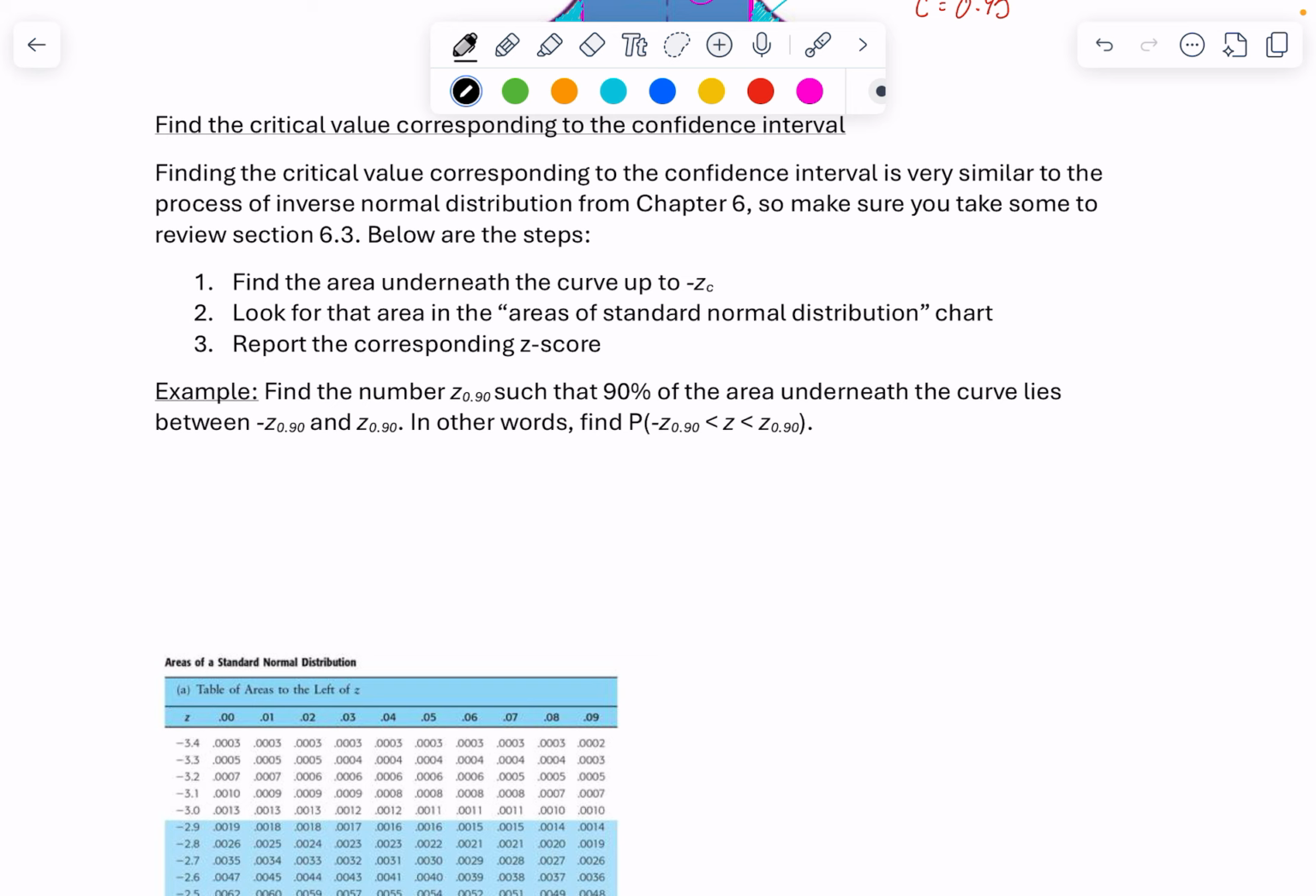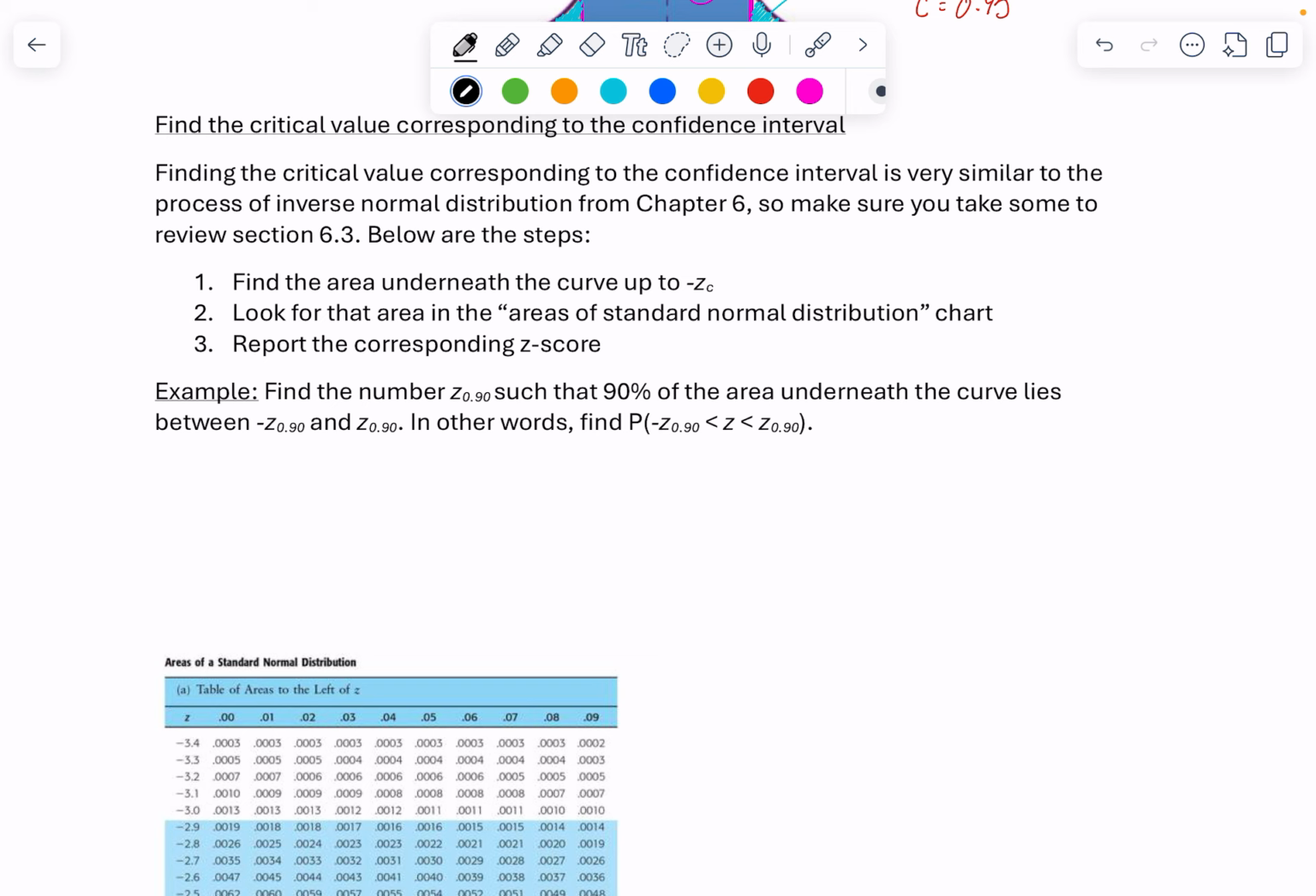So when we're finding the critical values corresponding to confidence intervals, this is very similar to the process that we learned earlier in chapter 6, where we're looking at the inverse normal distribution. We have an area given to us and we're going to be finding that z-score. But now we have this new idea of a confidence interval and a confidence level and a critical value. So we're going to be using that terminology instead.